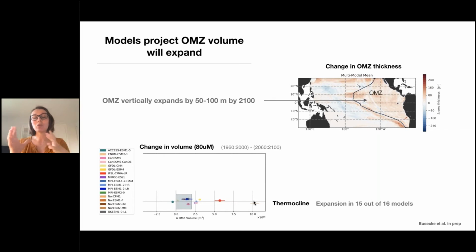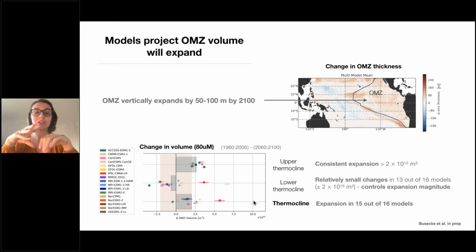If we look a little bit more at the story between the upper thermocline and lower thermocline, we see that the expansion is controlled by the upper thermocline. I don't know if you remember, but the volume in that upper thermocline was pretty small, but actually most of the change is happening there. And it's a consistent expansion across all the models. They are pretty close together here. It's larger than 2×10^15 cubic meters expansion for all of them.